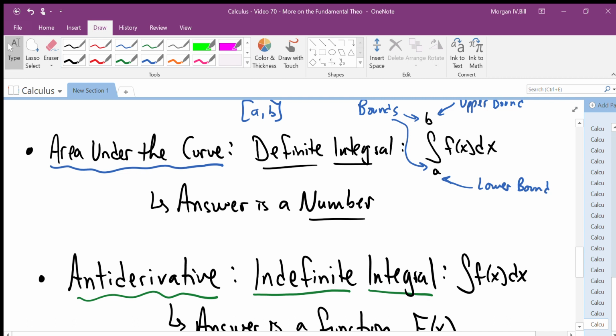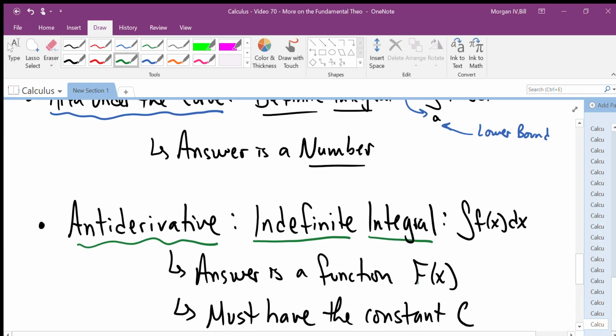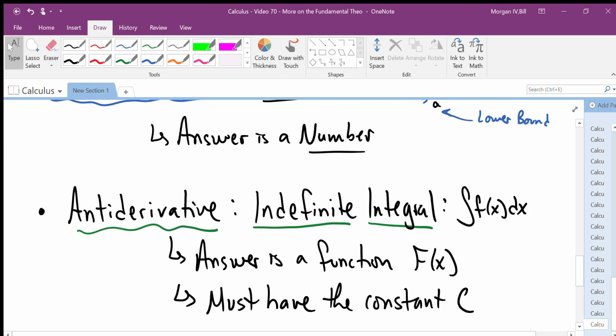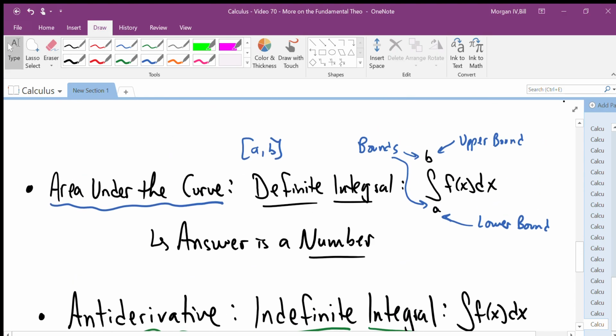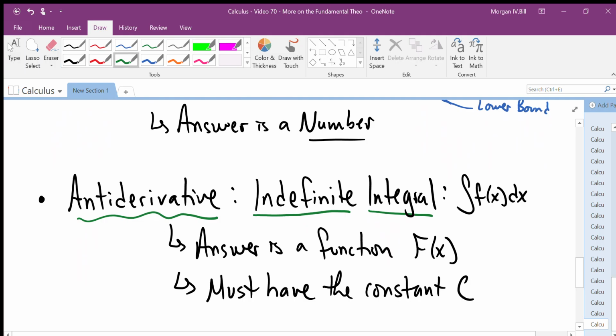When you do not have bounds, you're finding the antiderivative, or the indefinite integral, and the answer is a function, capital F of x, the antiderivative. And on that, you must have the constant c. Remember, the constant c canceled out when you were doing the definite integrals. When we did F of b minus F of a, the constant c canceled out. But when we're doing antiderivative, you must have the constant c in there. Two very different concepts that we use almost the exact same notation for. So make sure you keep those straight.